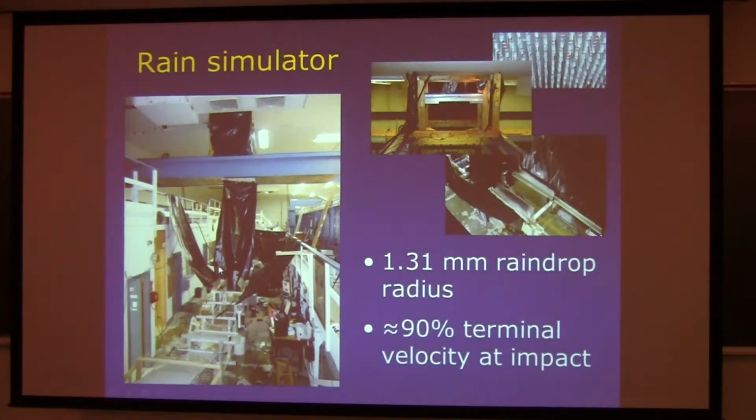So the rain simulator for this facility was placed as close to the ceiling as possible, which allowed for that large fall height. For the experiment I'll be discussing here, it had a 1.3 millimeter drop radius, although we were able to switch out drop sizes much more easily and did later, and the drops had 90% terminal velocity impact.